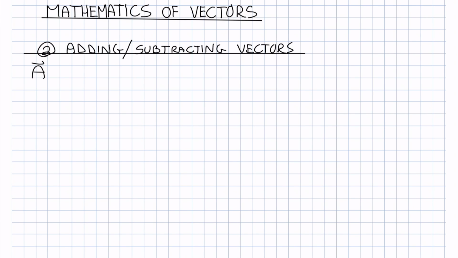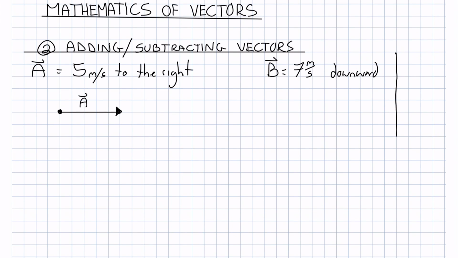To demonstrate, let's take a vector A. That'll be 5 meters per second to the right, so a velocity vector. So I'll write it down and draw it as an arrow. And we'll take vector B to be a velocity of 7 meters per second, but directed downwards. So let's add these two vectors together, and we'll call that vector C. So C will be A plus B.